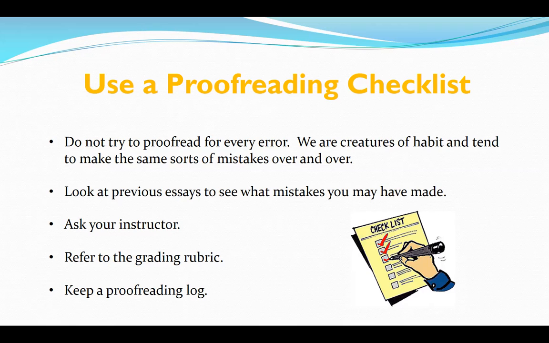If you have a grading rubric, refer to the grading rubric and keep a proofreading log. This is where you list the sorts of errors you make and how often you make them. So if you have an essay and you get three comma splices and a run-on, well, then you know you have problems with run-ons and comma splices, more comma splices than run-ons.